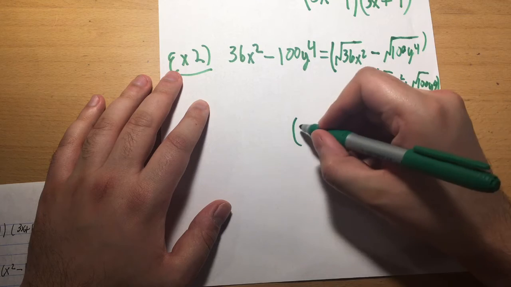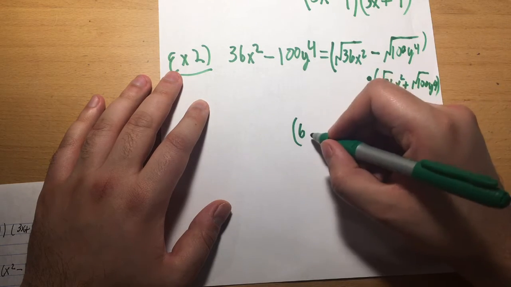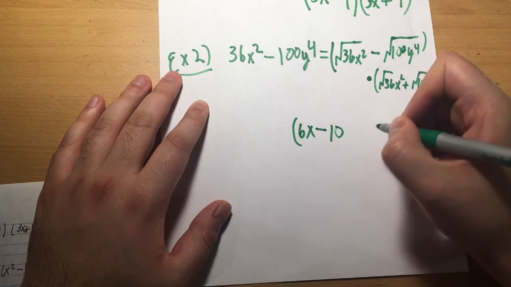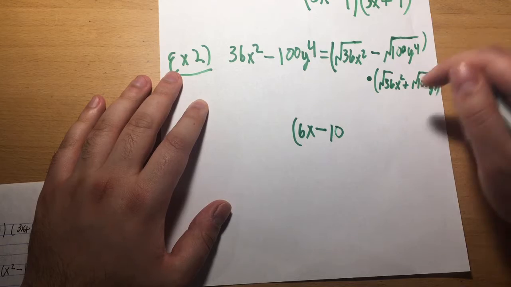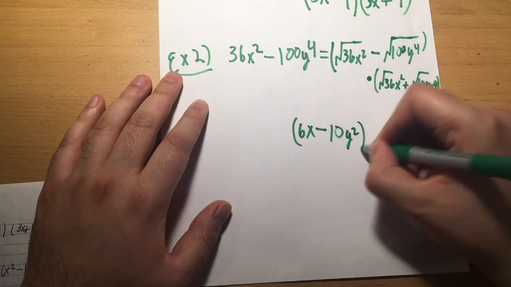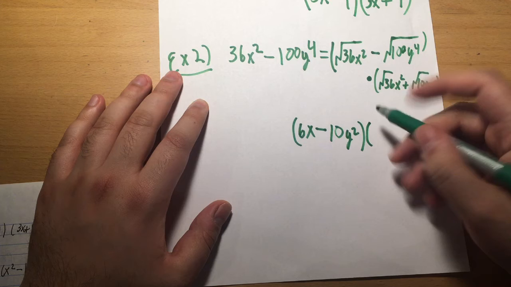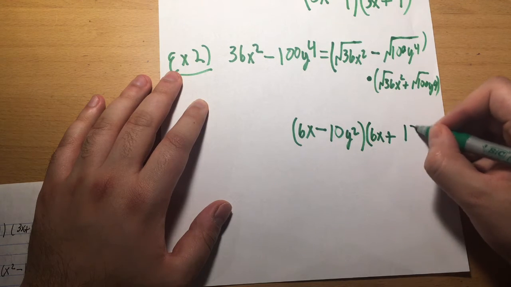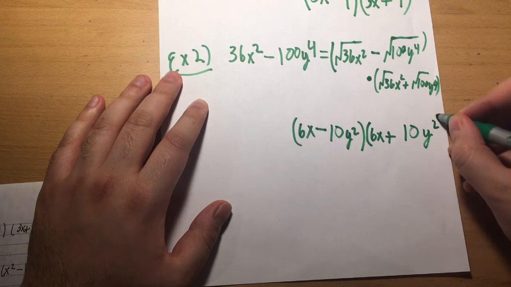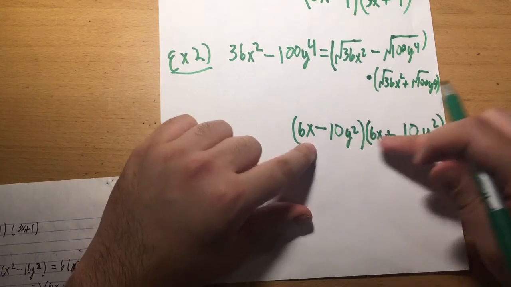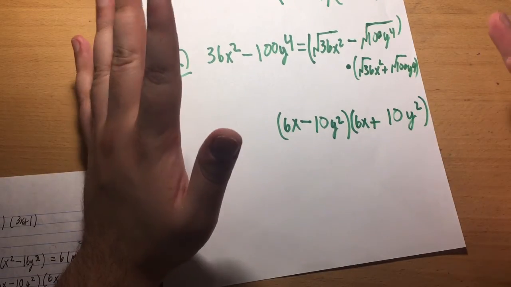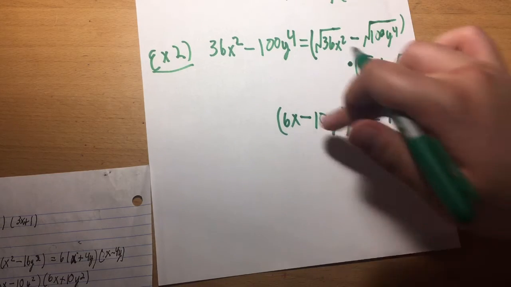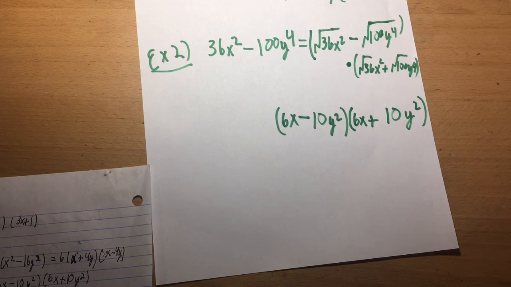So square root of 36 is 6. Square root of x squared is x, minus square root of 100, which is 10. Square root of y to the fourth is going to be y to the second. And then similarly, we're going to get here 6x plus 10y squared. Now you should be noticing a pattern. These two numbers are always going to be the same in each of them. The only thing that changes is the addition sign in one of them and the subtraction sign in the other.